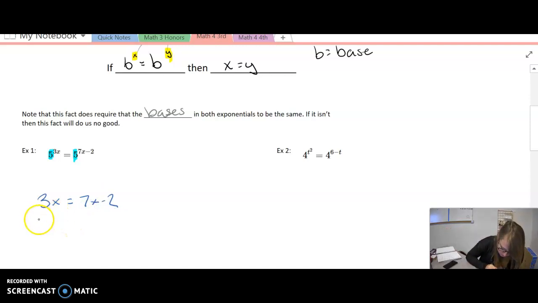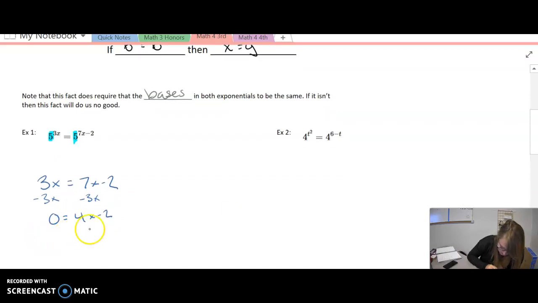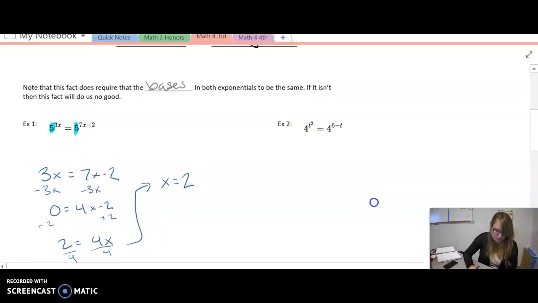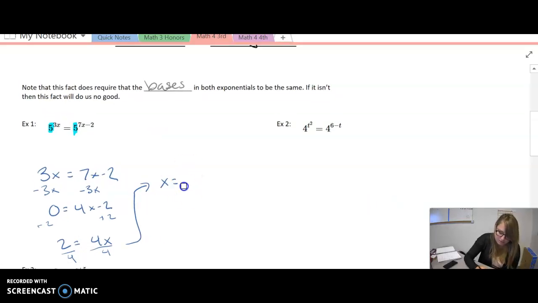So I'm going to move all my x's to one side. So we have 0 equals 4x minus 2, and then plus 2 to both sides. So we have 2 equals 4x, and then divide by 4 to both sides. So then x equals 2. I'm sorry, not 2, 1/2, because 2 divided by 4 is 1/2.